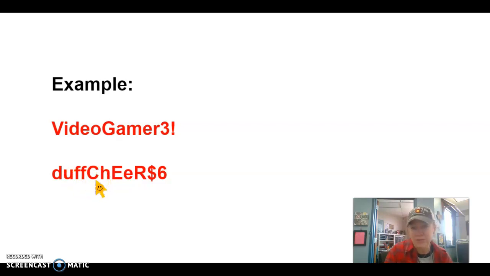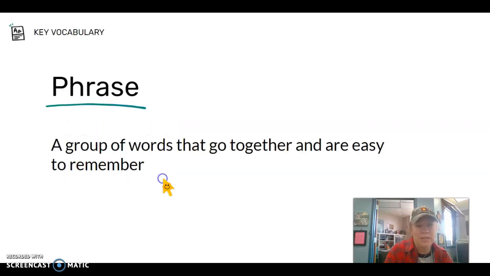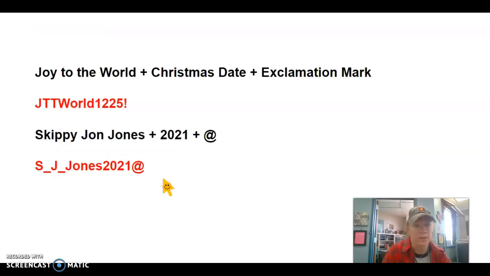So then I did a capital C, lowercase. I did a pattern, capital E, lowercase, capital R. And then I just liked the money symbol, and maybe I did 6 because I have been on 6 different cheerleading teams. So you just want to start thinking about how can I create a password that I'm going to remember? Something that means something to you. You can even use a phrase where you can group words together that are easy to remember.